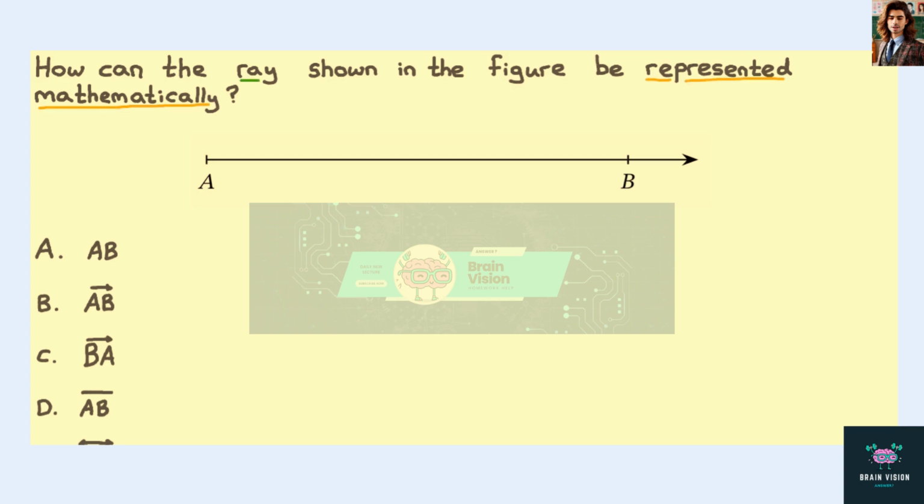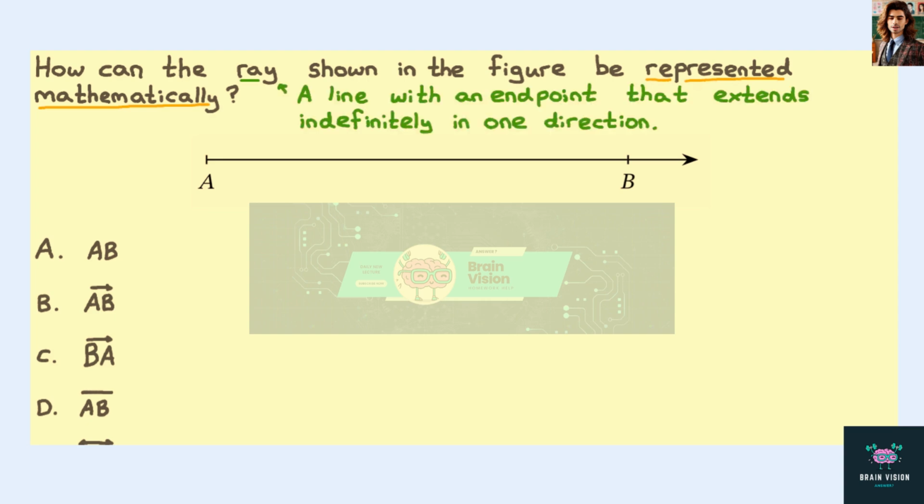In this question, we are given a ray and two distinct points on the ray and asked to identify which of 5 options correctly represents the ray mathematically. To do this, let's start by recalling what is meant by a ray. We can recall that a ray is a straight line with a single endpoint that extends indefinitely in one direction.